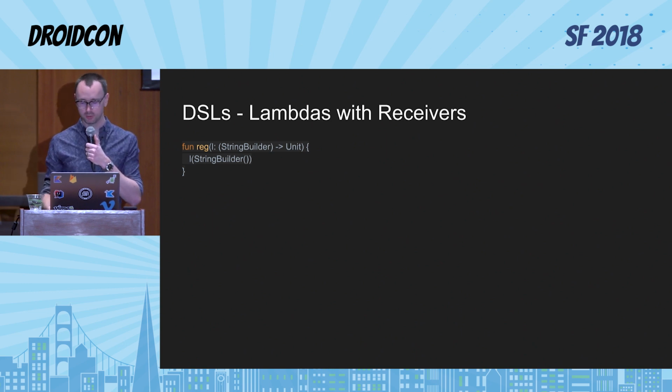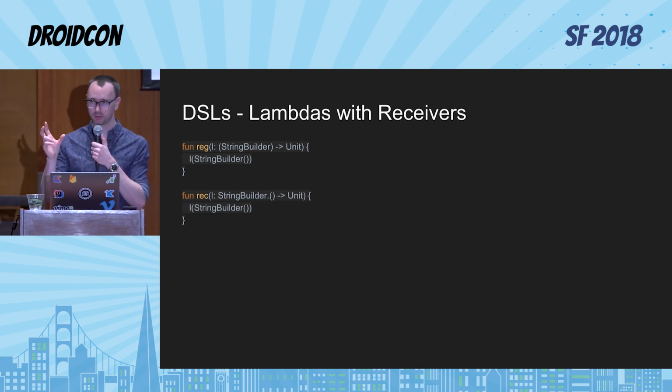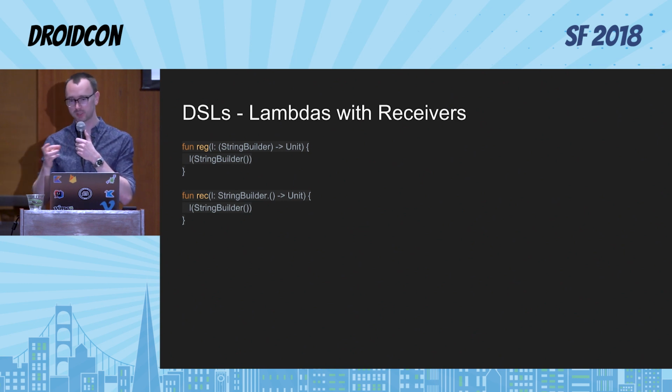If you want to turn that into a lambda with receiver, all you do is take the type that the lambda is expecting, move it outside of the parentheses, put it before, and put a dot after it. So that's the syntax. You can call it the same way.